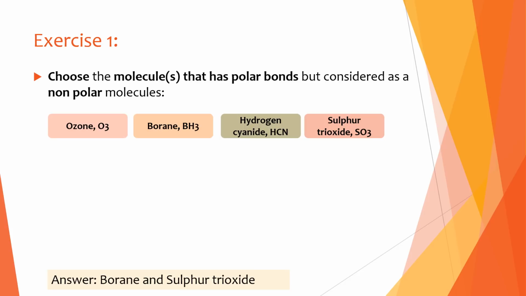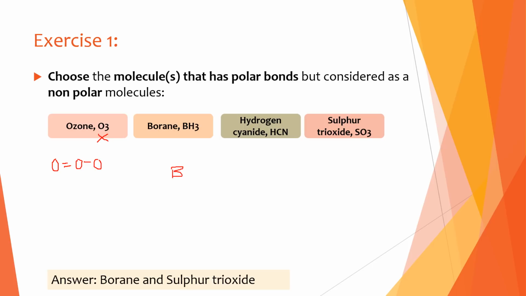For the first molecule, which is ozone, the Lewis structure for ozone is like this. But as you can see here, ozone doesn't have a polar bond because all of the atoms are the same. The central atom and the side atoms are the same. So ozone is not the answer. But next you have borane, BH3.